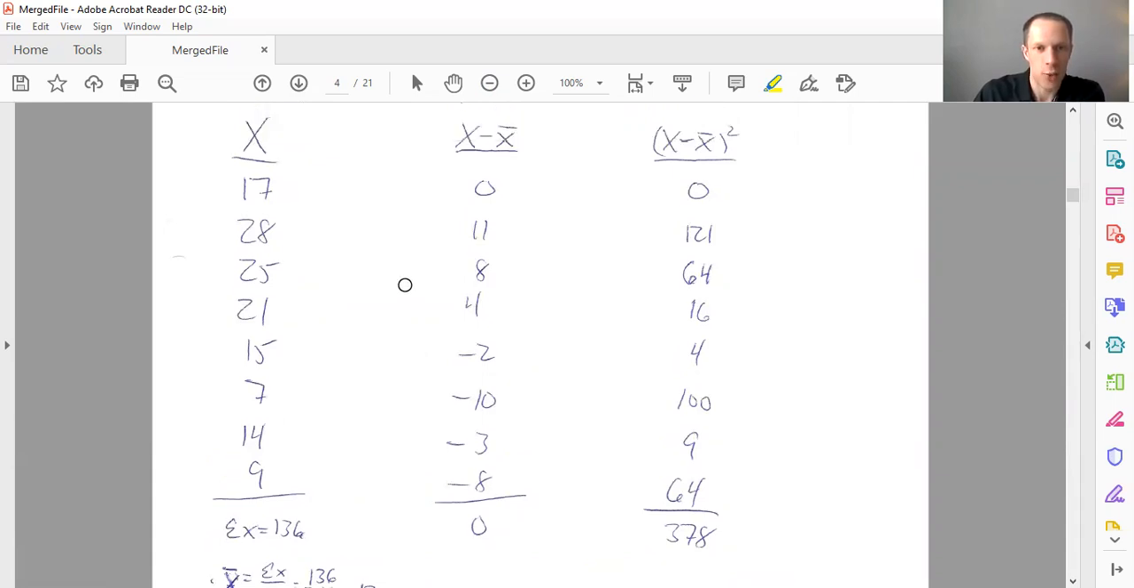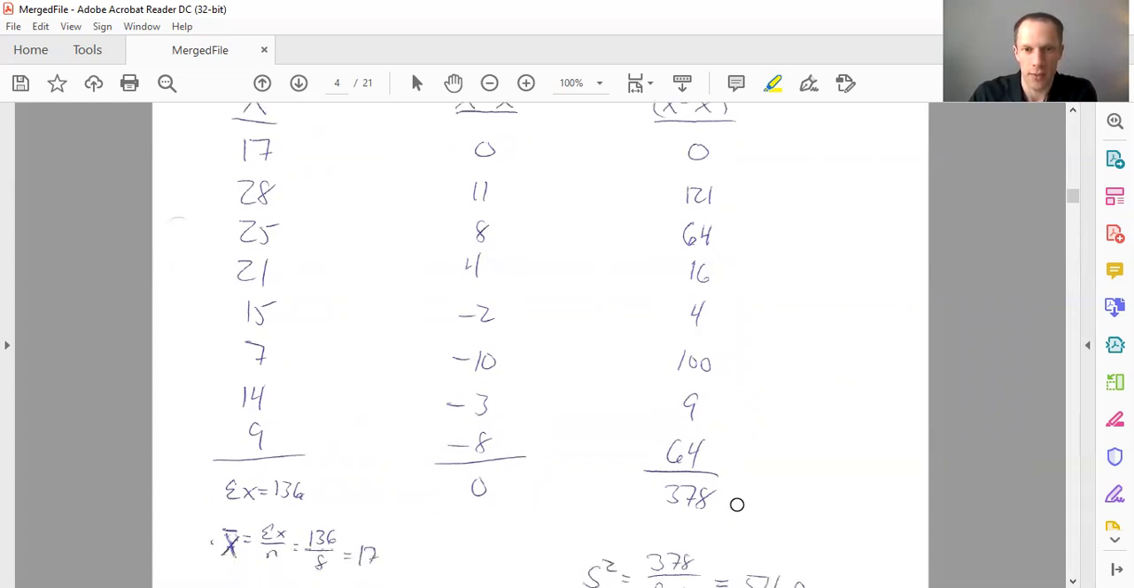Take each data value minus 17. That's what I've done here in the middle column. 17 minus 17 is 0. 28 minus 17 is 11. 25 minus 17 is 8. And all the way down the list. That middle column should always add up to 0. Now, if you had to do any rounding with your mean, it might not be exactly 0, but it should be close. Now we're going to square all those values, which we've done here.